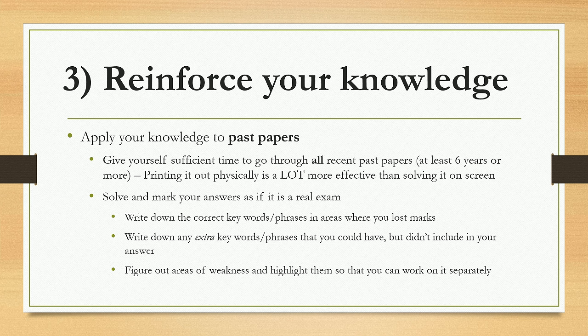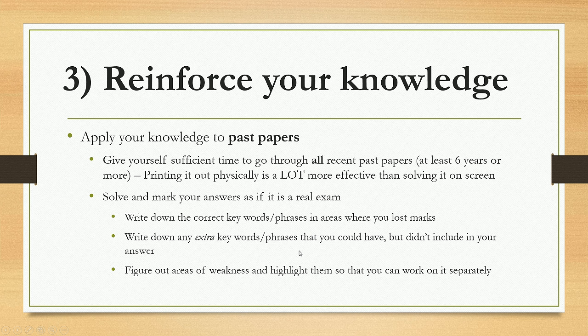That's my point. So when you're marking your answers, write down the correct keywords and phrases in the areas where you lost marks. Also, write down any extra keywords and phrases that you could have written, but you didn't. A lot of questions usually have, for example, a question might have 2 marks possible, but the marking scheme actually gives you 4 or 5 possible answers. So you would have written 2. Even if you got those correct, make sure you write the other 3 possible answers or alternate answers that you could have used to get the marks.